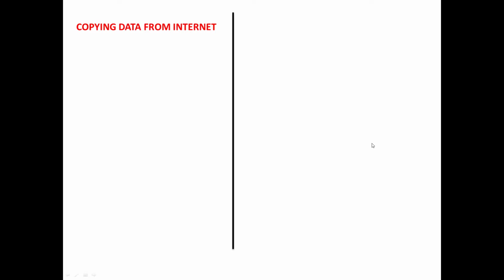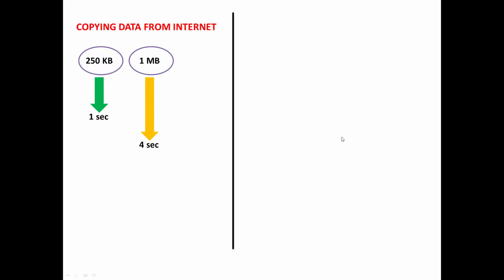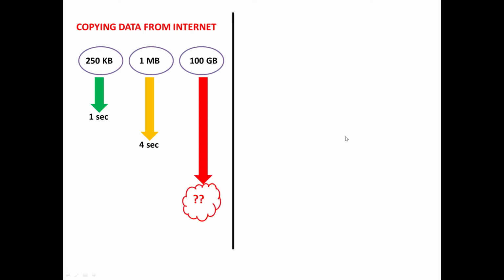Suppose you are copying some data from the internet. Suppose you need to download a 250 KB book. It will require just 1 second or so. If you download a book of 1 MB, it will require approximately 4 to 5 seconds. Now suppose you need to download a large collection of books with a total size of approximately 100 GB. Then the time required will be very high. So here you can see that as the data size increases, the time required also increases.